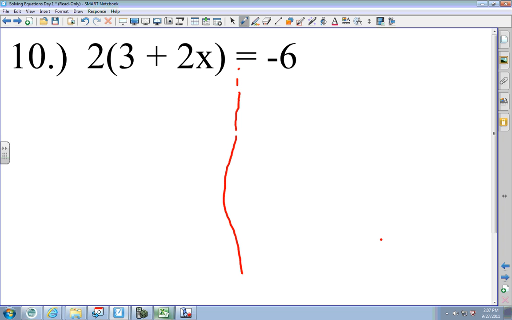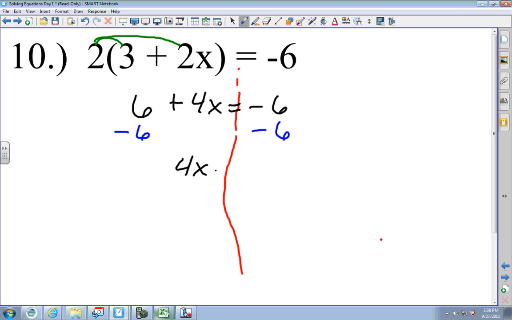Let me draw my line here. Hippity-hoppity distributive property, 2 times 3 and 2 times 2x. 2 times 3 is 6. 2 times 2x is 4x equals, this comes here, negative 6. Now solve the equation. The 6 comes over. I subtract 6 from each side. I get 4x equals negative 6 minus 6 is negative 12.